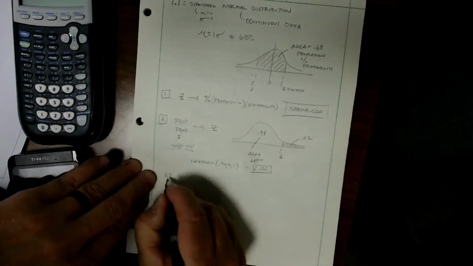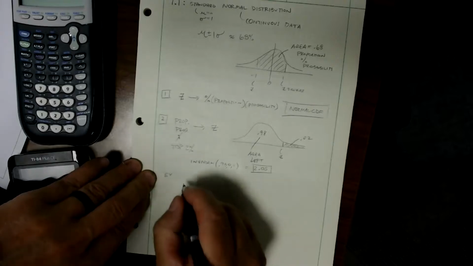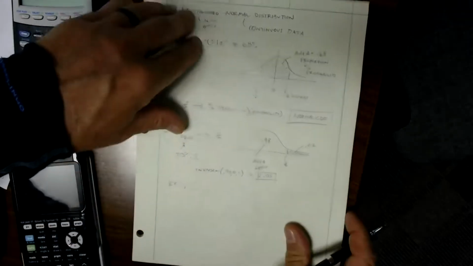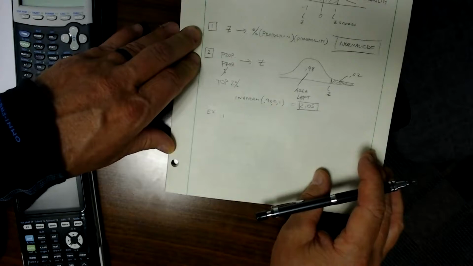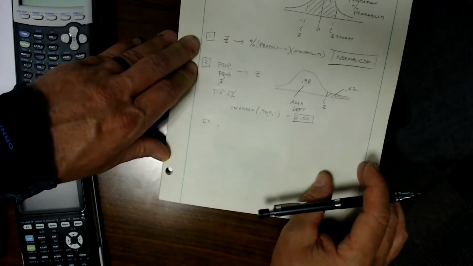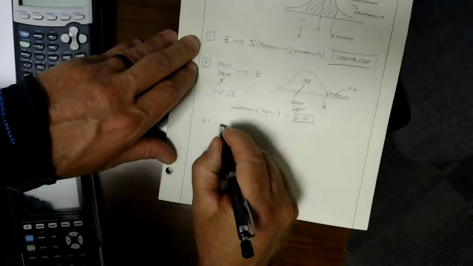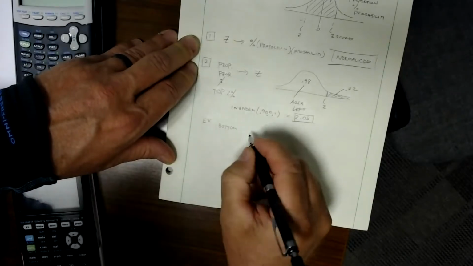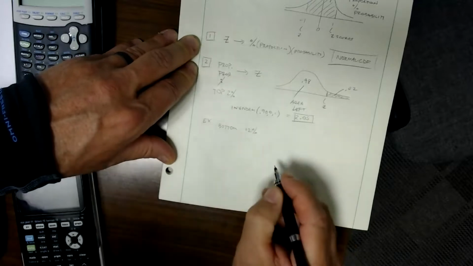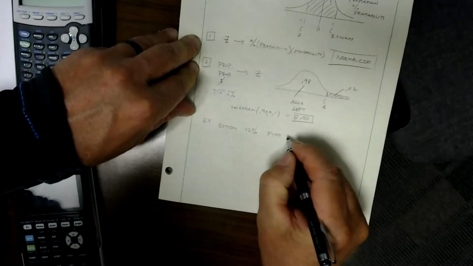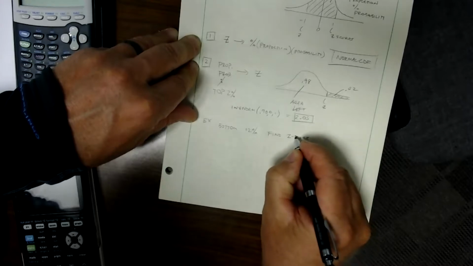Let's do another example. You try this yourself. What about the bottom, say, what about the bottom 12%? Find the Z-score. Now before you take off on that, I'd like to show you how the My Open Math homework questions are worded, just so you understand this.